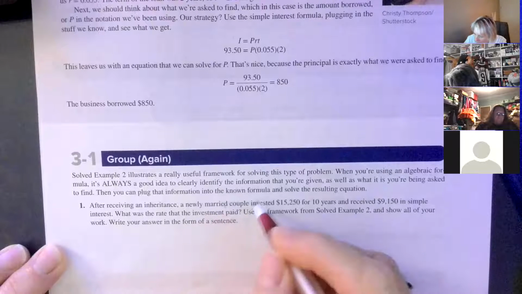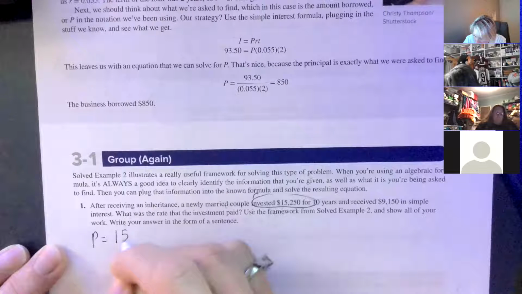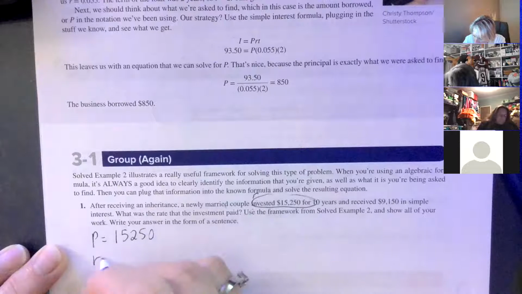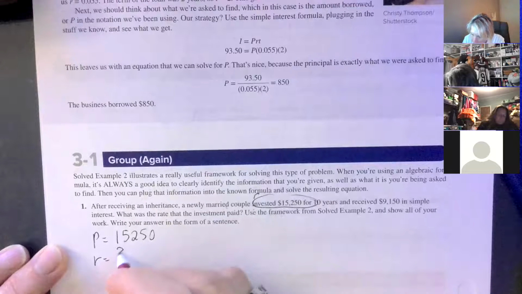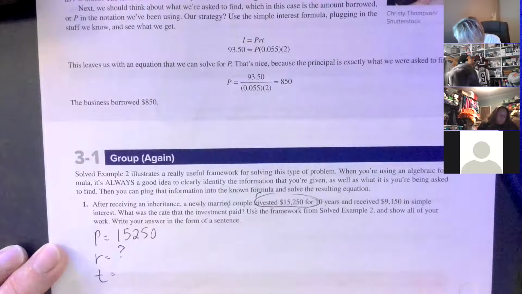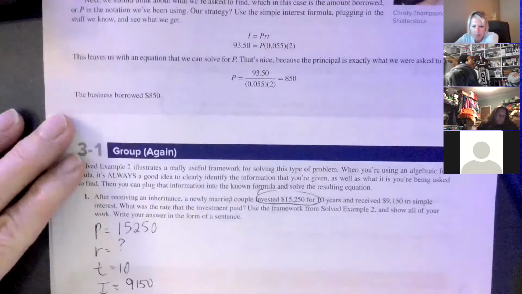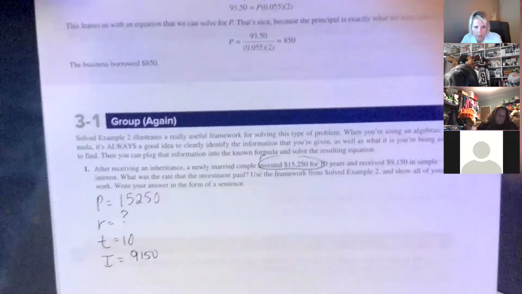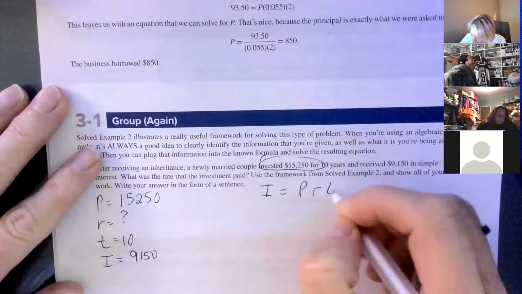So they invested. Invested tells me that that's P, 15,250. And the rate was, we don't know. Unknown. That's the question mark. And T was 10 years, is that right? Mm-hmm. And they earned, they know the interest, they earned 9,150. So they earned a lot of interest, and that's on top of their investment. Wow. So let's go ahead and put in the pieces that we do know.